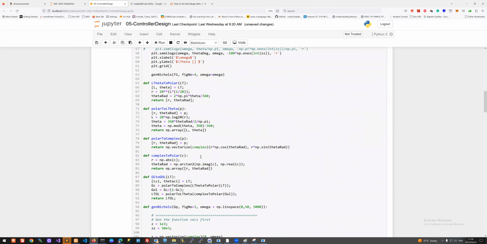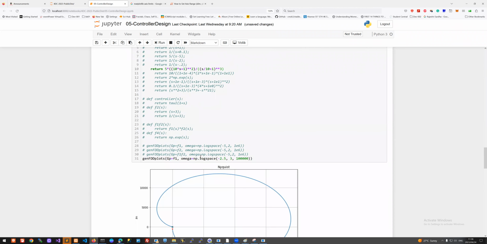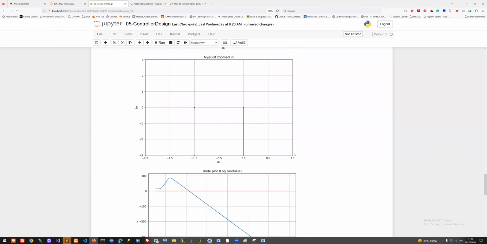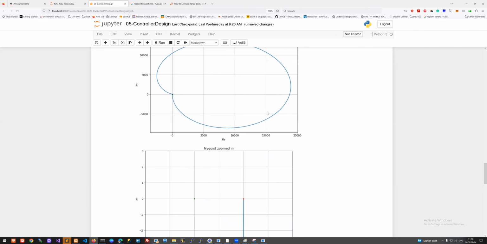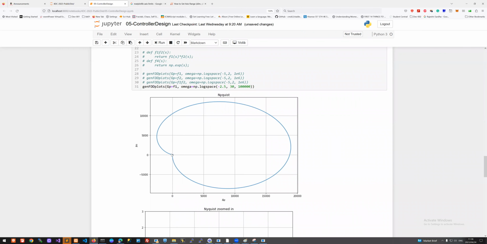Where is my frequency? Yes, it's here. So let's make this even 30. Okay, so now we can see you have values reaching in here. So it ends up crossing only down here. So it looks like the way this thing works, it starts out here, it loops around.